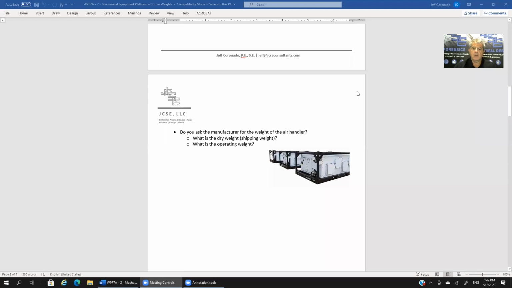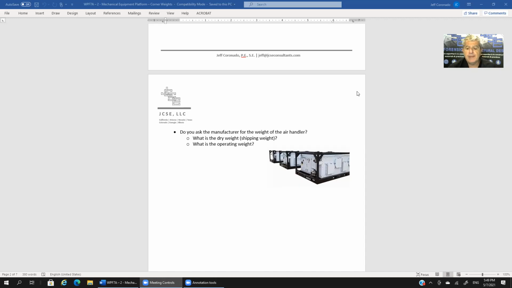So it seems like a logical place to go if you want to find out the weight of the air handler is to go to the manufacturer, right? Ask them, how much does the thing weigh? Okay, so here's where bridging the gap starts to kick in for you. Be aware, there are typically two weights that are used in describing an air handler. One is a dry weight or a shipping weight. The other one is an operating weight.